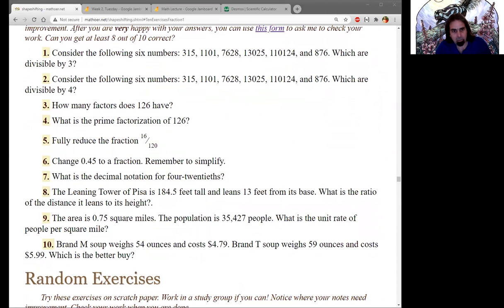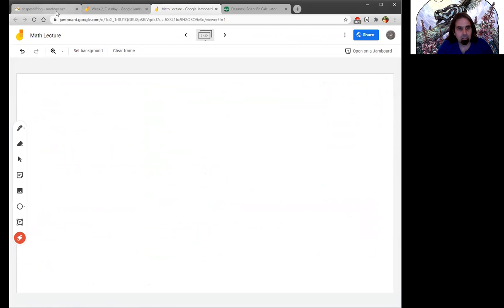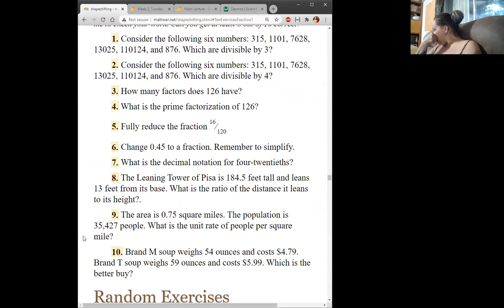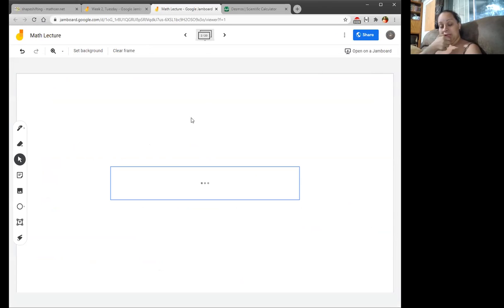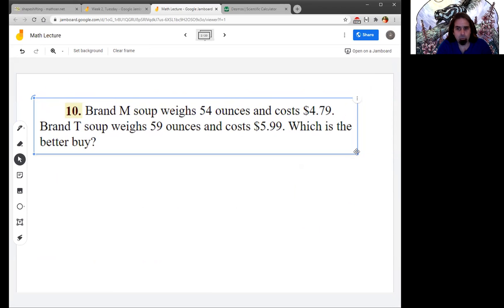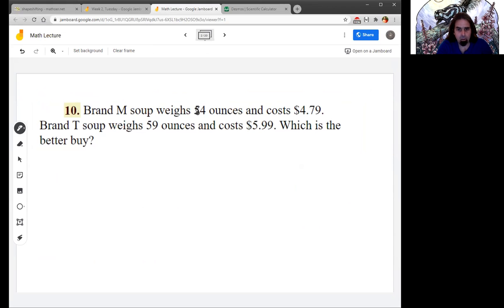This one I don't want to give away, so let's do it, but I'll change the numbers on you. So let's say instead of 54 ounces, it's 30 ounces. And instead of 59 ounces, it's 40 ounces. So you'll have to do it again with the right numbers to actually turn in the homework, but you'll see how it's done now.